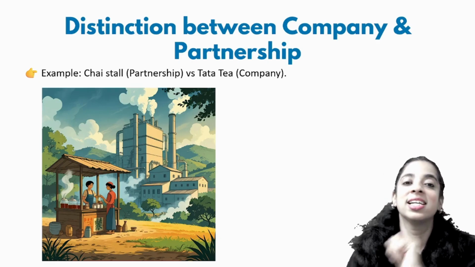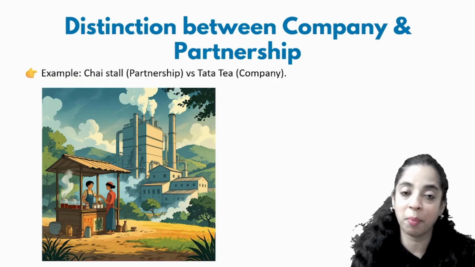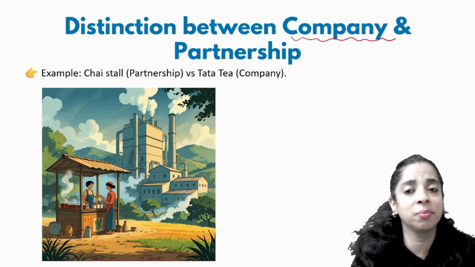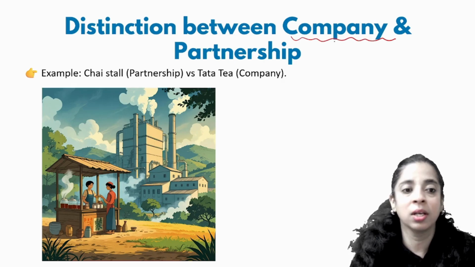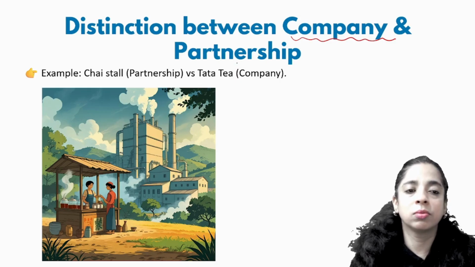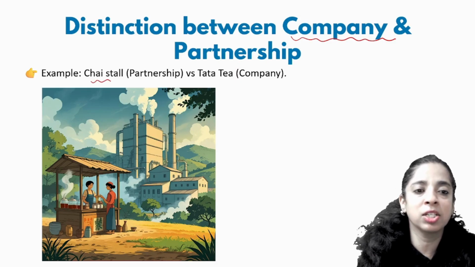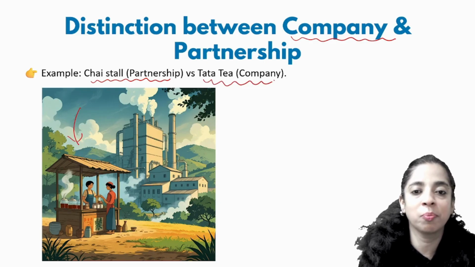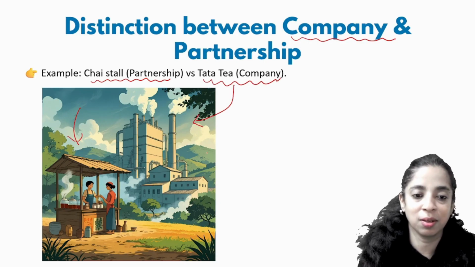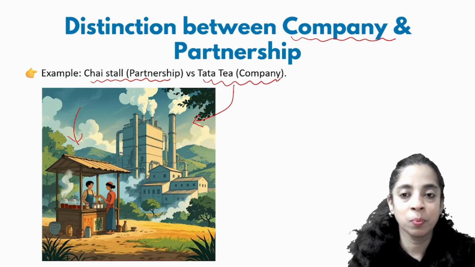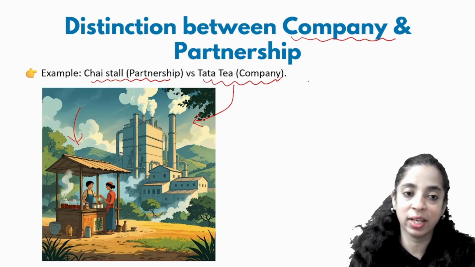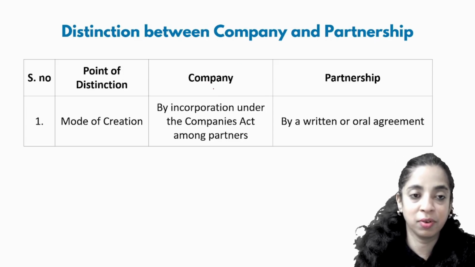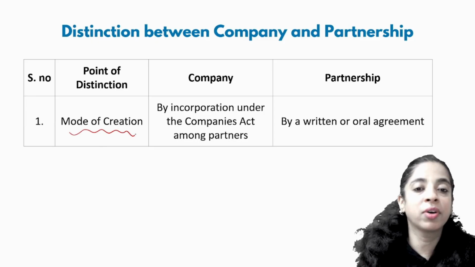So first is the distinction between company and partnership. Whenever "company" comes now, it means joint stock company. An example of a partnership is a chai stall like this, but an example of a joint stock company is Tata Tea Company. It gives you a fair idea if you know the examples. So let's talk about the first distinction, mode of creation.